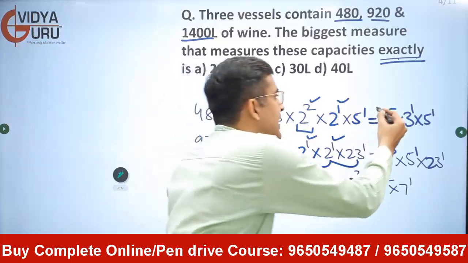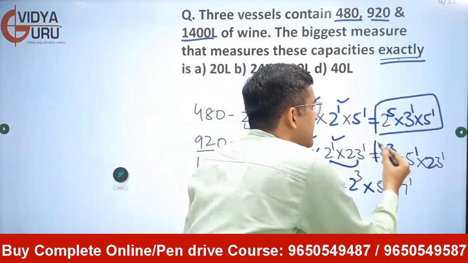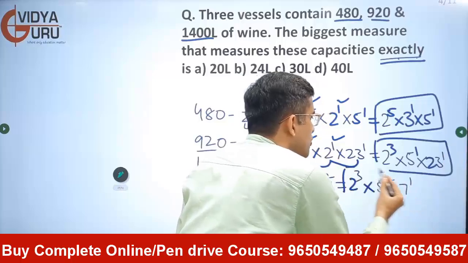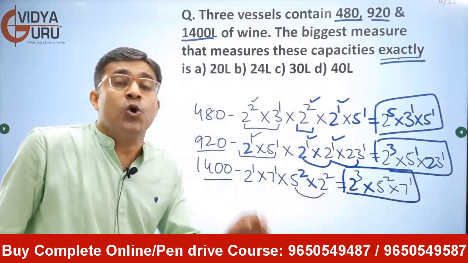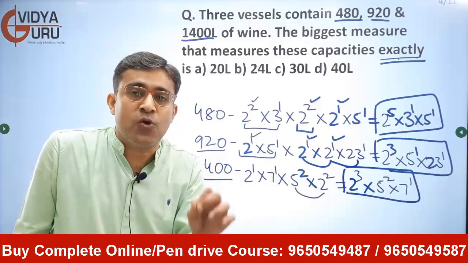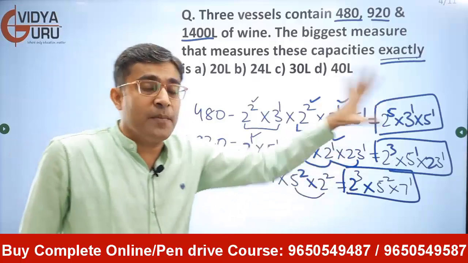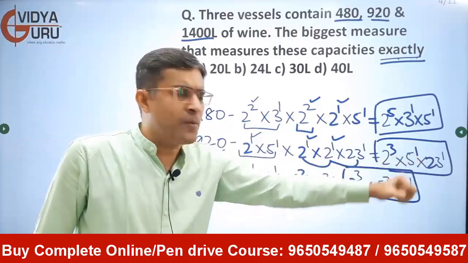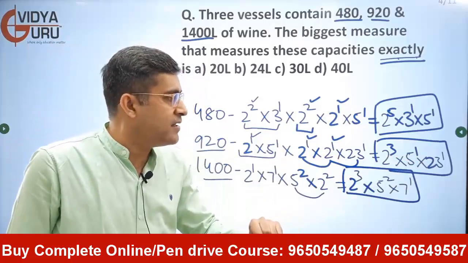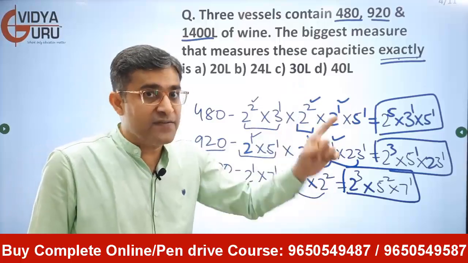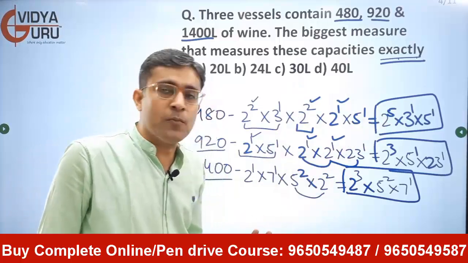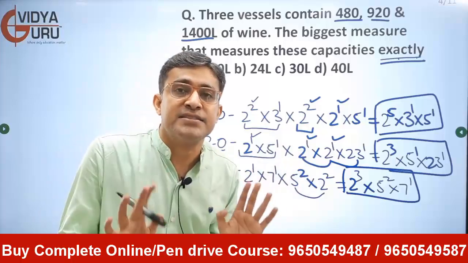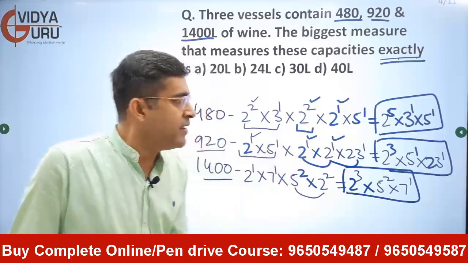Now the prime factorization has been done, students. You have to choose the lowest power of the common factors. What are the common factors? 23 is not a common factor. 7 is not a common factor. Even 5. Yes, 5 is a common factor. 3 is not a common factor. So 2 and 5, these are the common factors.